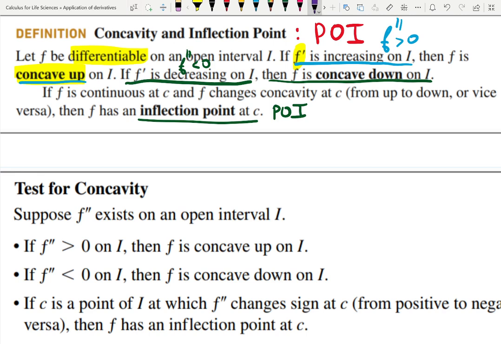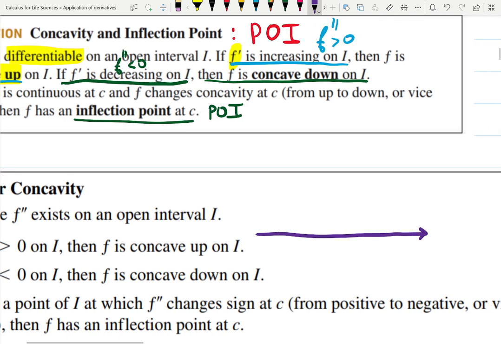So I'll make a sketch for you. We're going to have a sign line, but this time for the second derivative. Be careful, soon we're going to have a sign line for the second derivative. We're going to find our critical values. Let's call them C1 and C2. We learned how to find those: the derivative is 0 or does not exist.